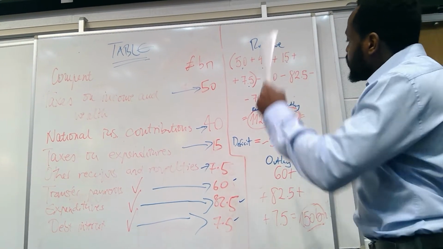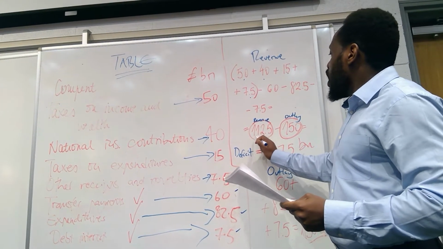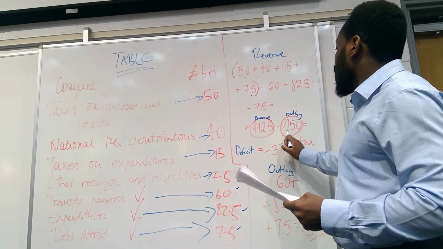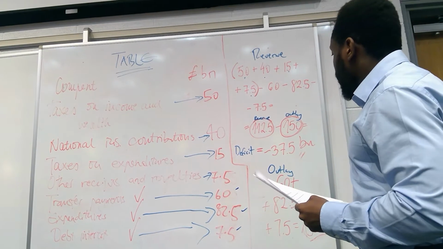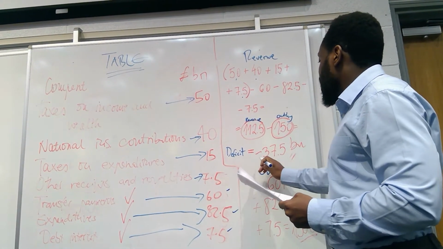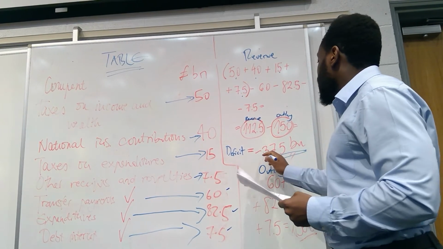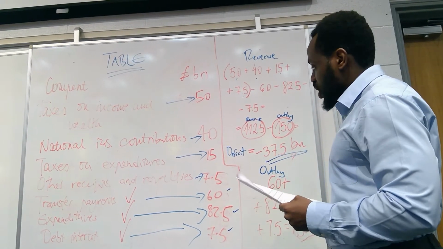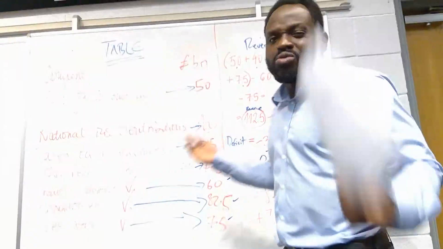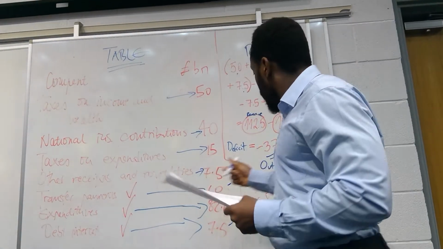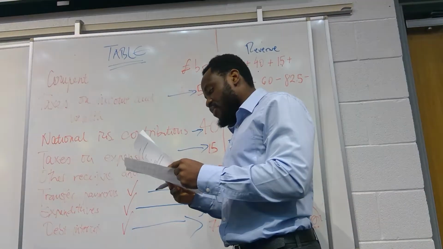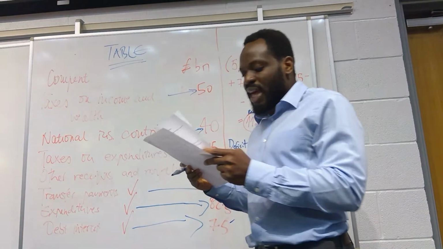We know what the revenues are. Revenues are 112.5 billion. We know outlays are 150 billion. So what do we have? 112.5 minus 150, that will give us minus 37.5 billion, ladies and gentlemen. So we have a deficit of 37.5 billion. What you did last week anyway. So we have that as the answer there. A budget deficit of 37.5 billion, and that's the answer for number 11.